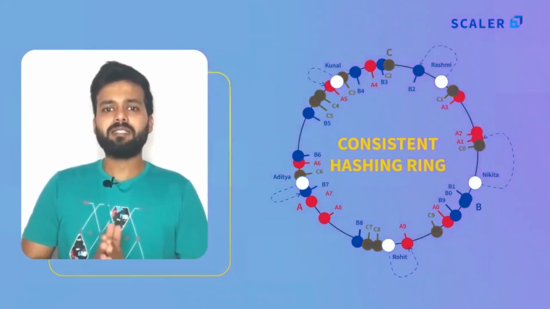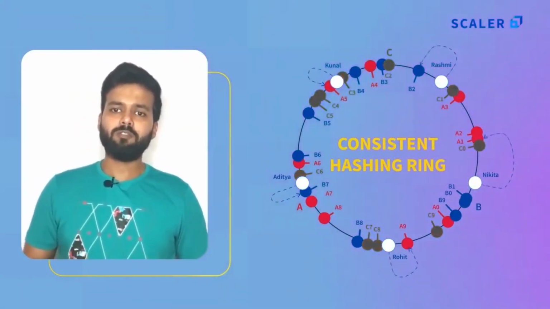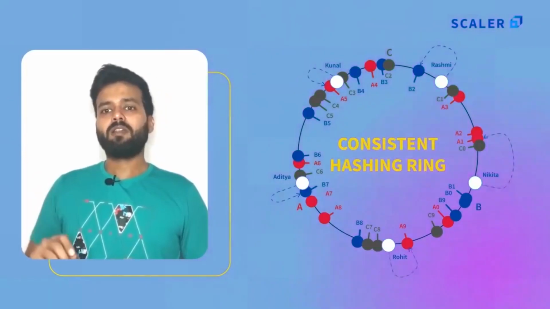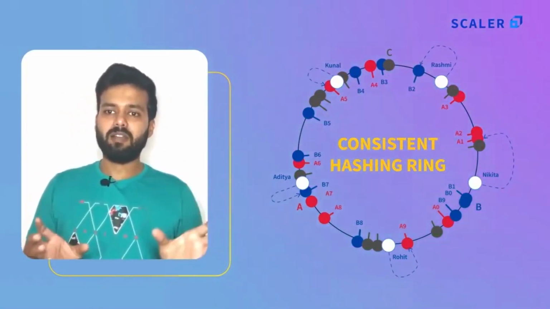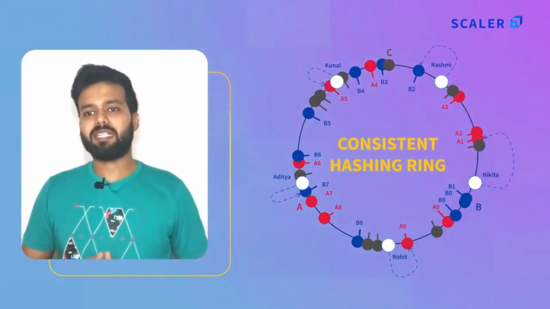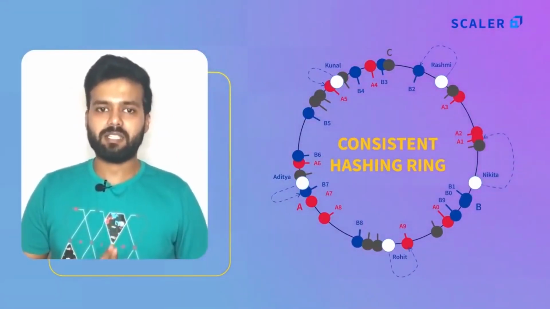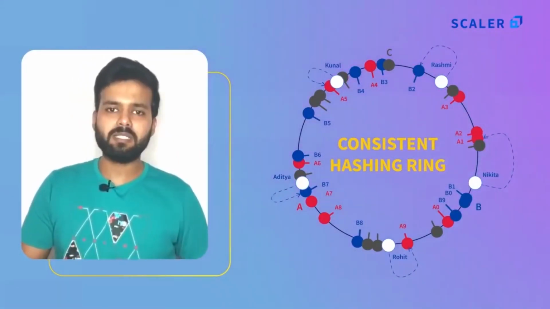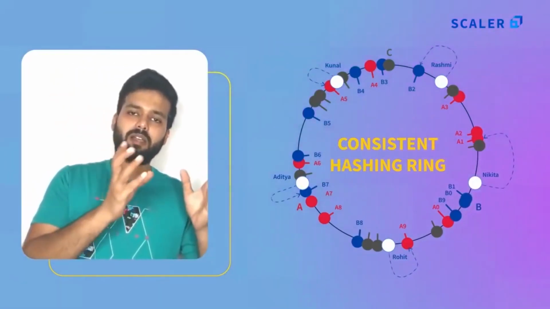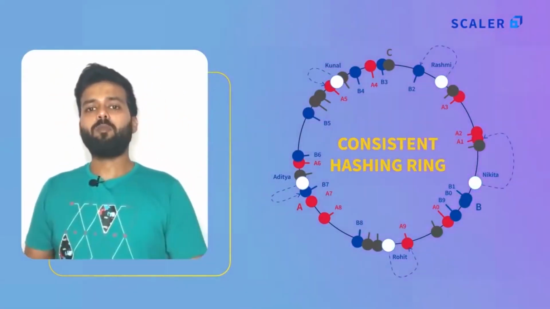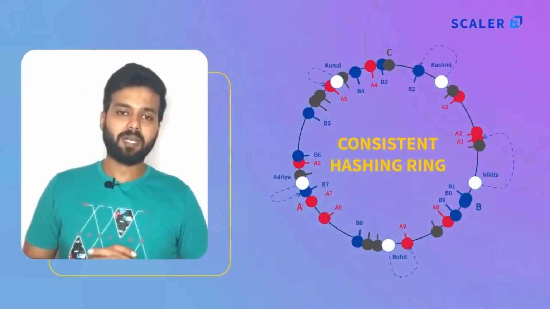Imagine that server C is now removed. To account for this, we must remove all the labels C0 to C9 from the circle, the circle which was representing the consistent hashing ring. This results in the object keys being reassigned to servers A and B. Whatever keys were residing in server C will now be reassigned to server A and B respectively.